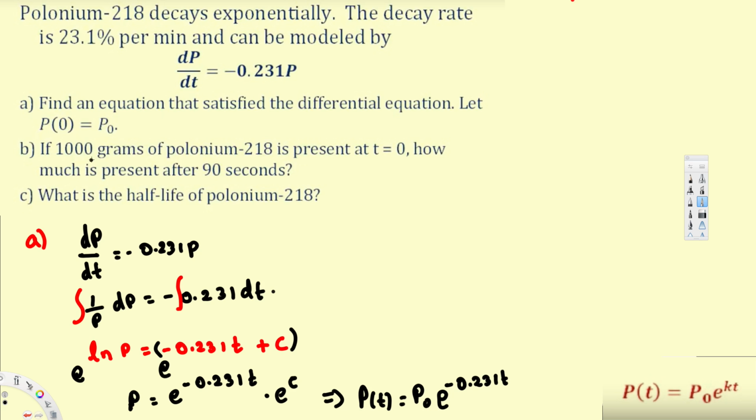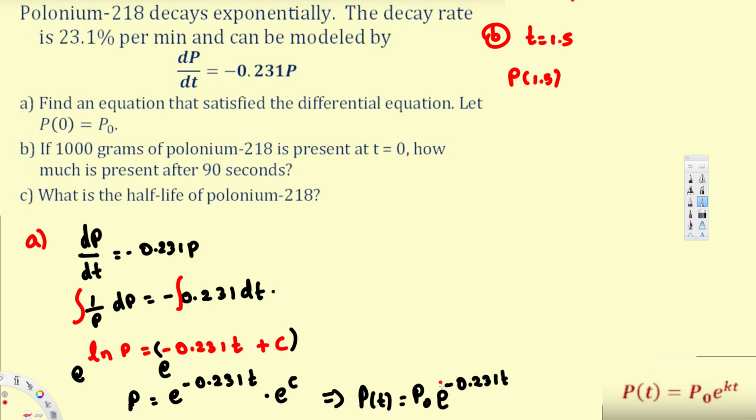Now let's look at the second question. It's asking if 1000 grams of polonium is present at t = 0, how much is present after 90 seconds? Now here we have to be careful, because in the question the rate was given in terms of minutes, 23.1 percent per minute. So we have to convert 90 seconds into minutes, which is 1.5 minutes. So we are trying to find P(1.5).